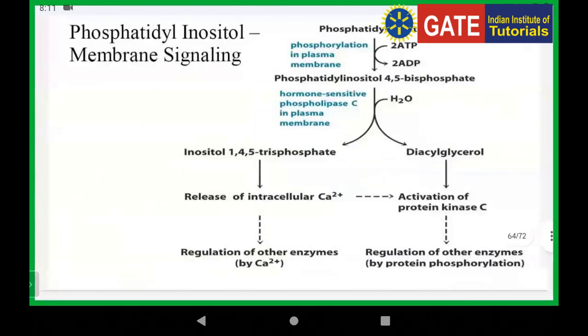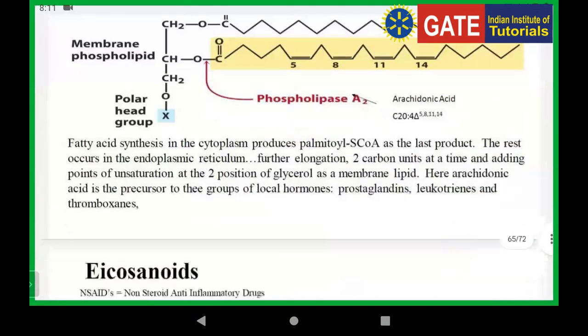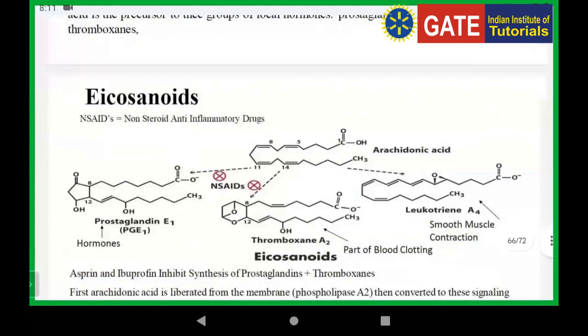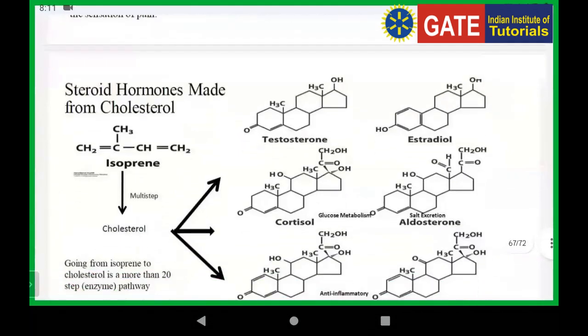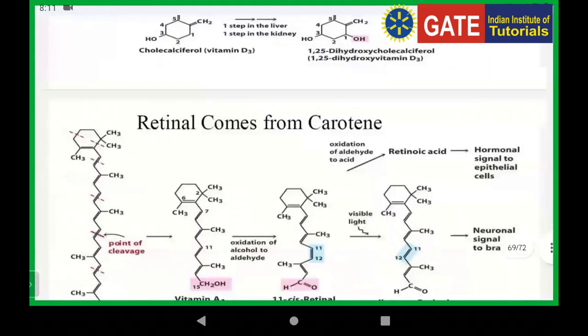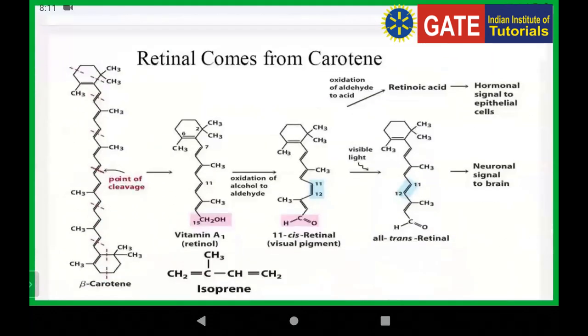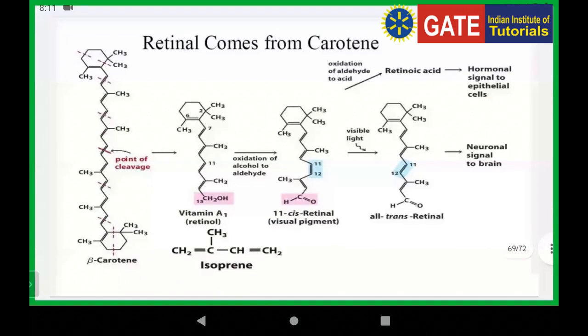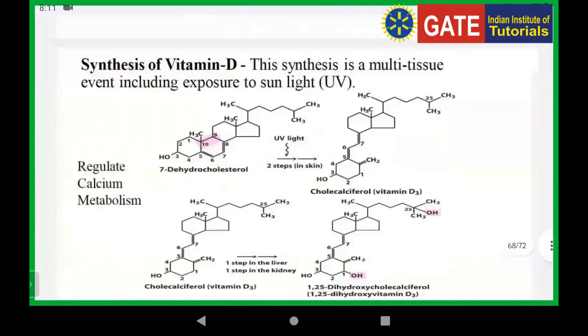Some say derived lipids, additional lipids are given. No need to worry about this. This is the extended concept of lipids. Some examples are given. Go through this.